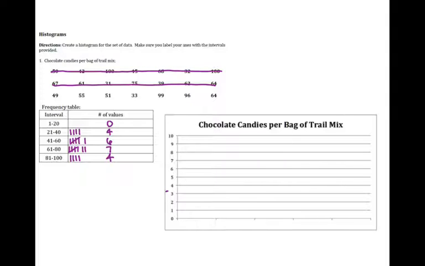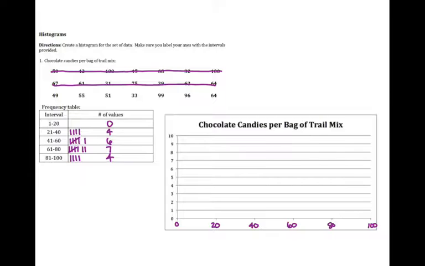First thing I need to do is label my x-axis, my horizontal axis, with my intervals. This one goes from 0 to 20. My next interval is 21 through 40, 41 through 60, and 61 through 80, and 81 through 100. And for each one of those intervals, I'm going to create a bar for the frequency of that particular interval.